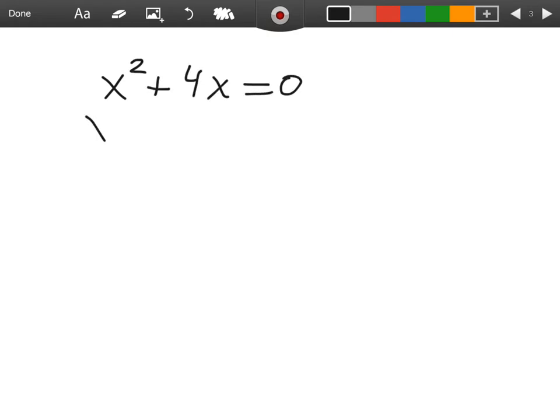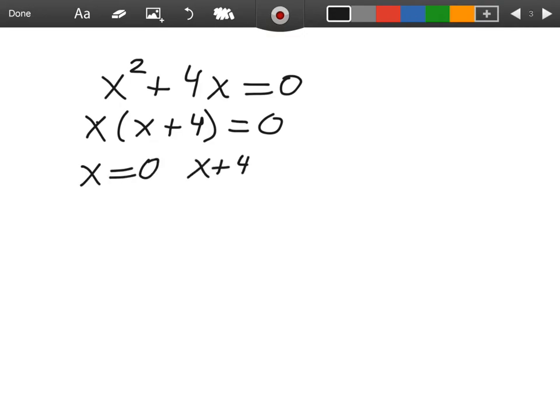If we have something like this, it's not in factored form, but we can factor it by factoring out our greatest common factor of x, and then we can take the factors and set them equal to 0. And we get x equal to 0 and x equal to negative 4. Another example.